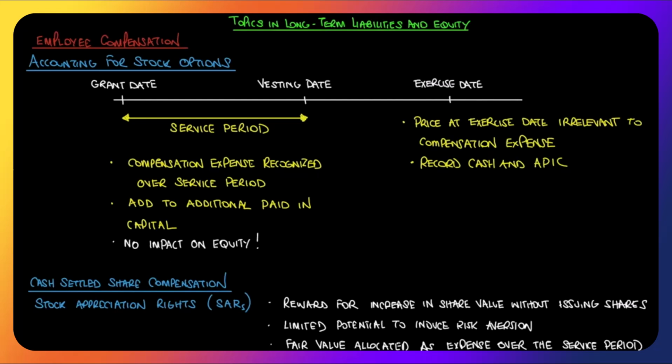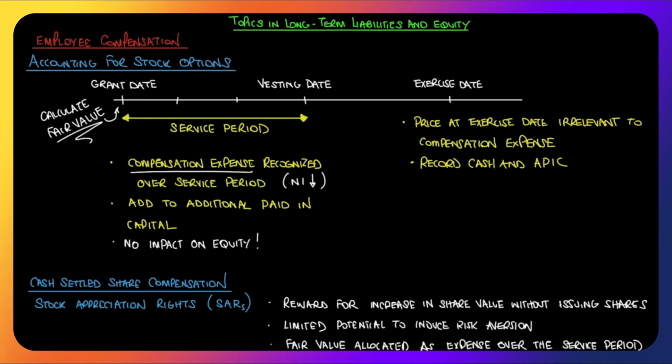So our job at the grant date is to calculate the fair value of that option. Once we have that fair value calculated, that becomes our compensation expense and it's recognized over the period. If it takes 3 years to vest, you spread that fair value over those 3 years. What does that do to net income? Obviously, it's compensation expense, therefore, it reduces net income.